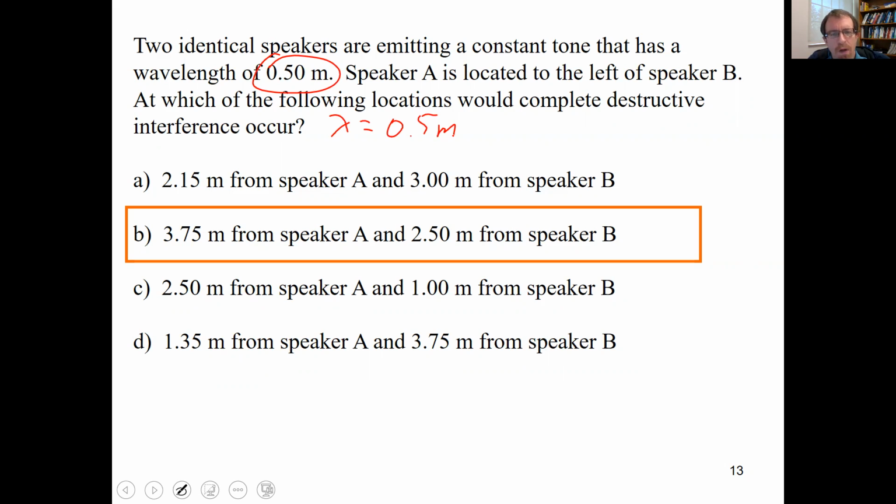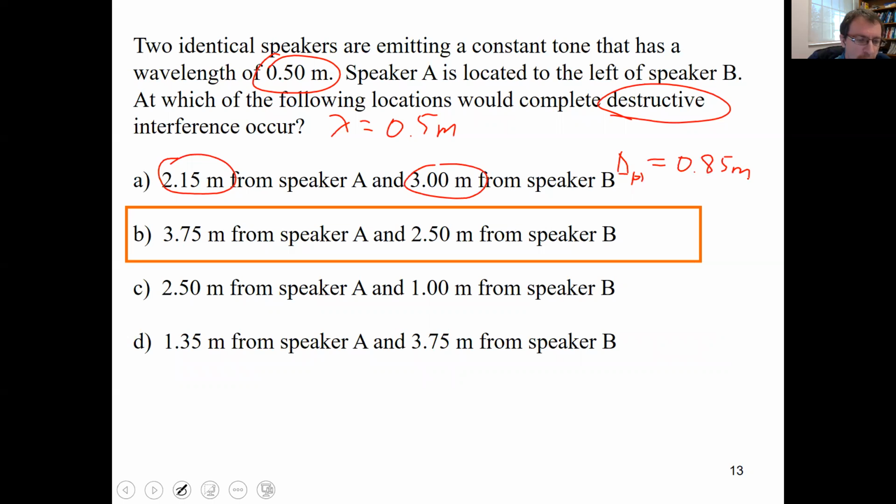For each one of these four options, we basically need to figure out what our delta PL is and see if we end up with an X that's equal to 0.5 or 1.5 or 2.5 or 3.5, so on and so forth, that would give us destructive interference. Okay, so for choice A, our delta PL is going to be the distance of 3 meters, that's the distance from speaker B to our person, minus the distance from speaker A to our person. That's 3 minus 2.5. This is 0.85 meters.